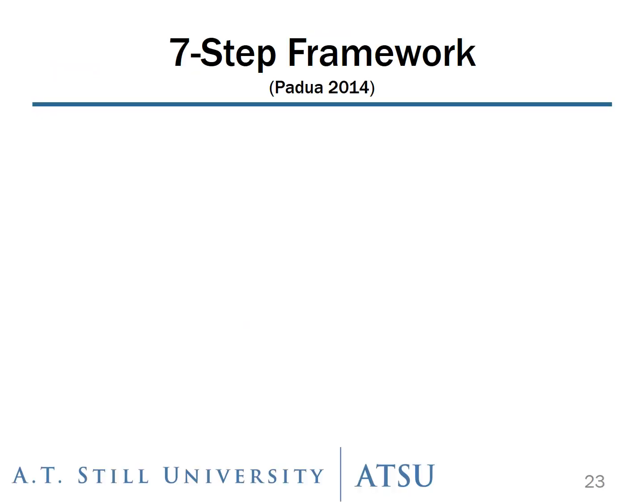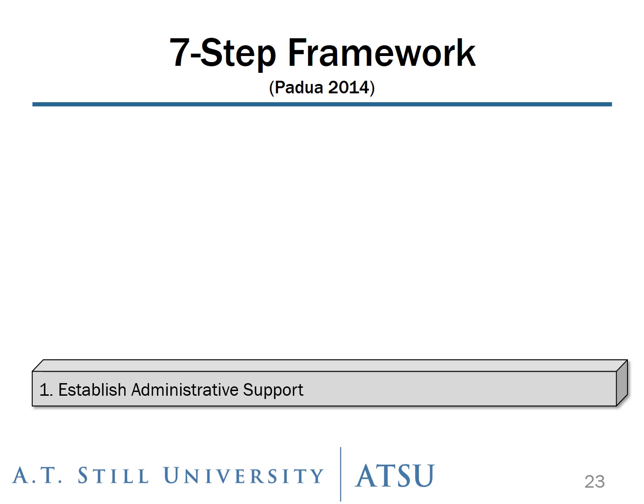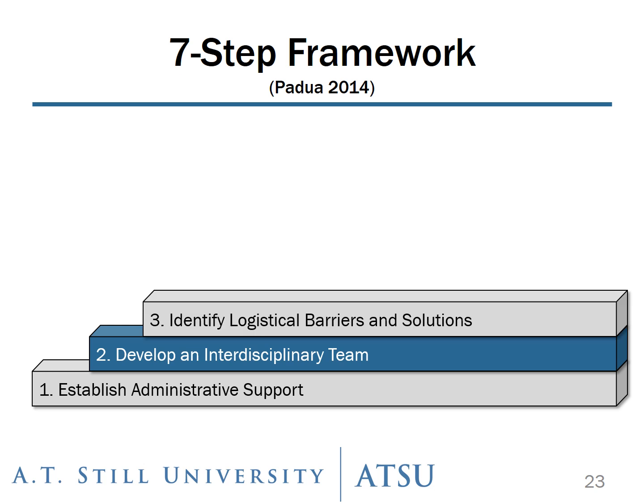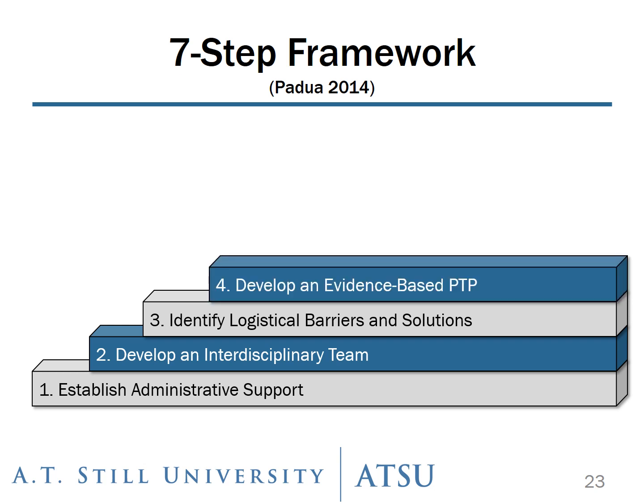So here are the 7 steps laid out. The first step is to establish administrative support. Next, develop an interdisciplinary team for planning and later for implementation. The third step is to identify logistical barriers or solutions that will either help or hinder the program. After the overall landscape has been discussed, the fourth step is to develop an evidence-based preventative training program.